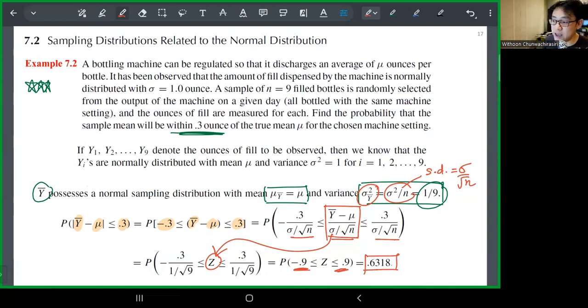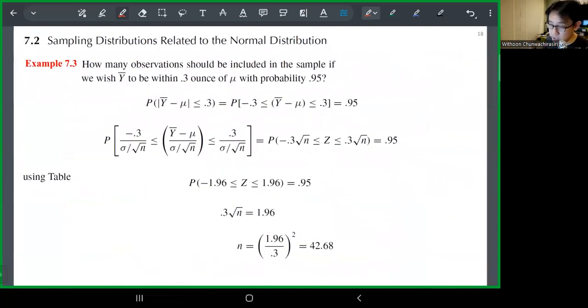So what it says is you have about 63% chance that your mean is going to fall within 0.3 ounce of the true mean. Is it good? It's not too bad. So this leads you to a way that you can expect the next topic will be about estimation, right?